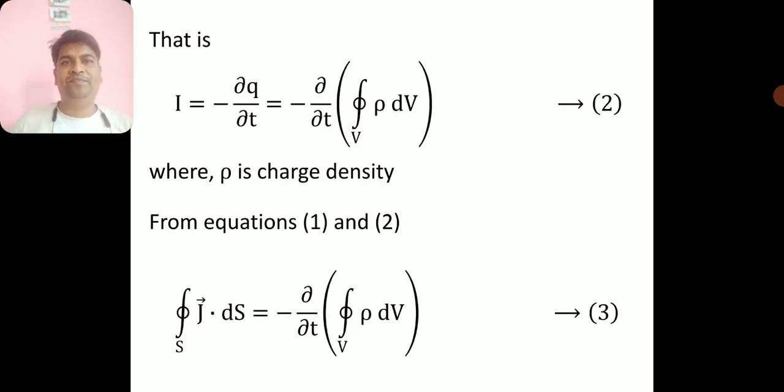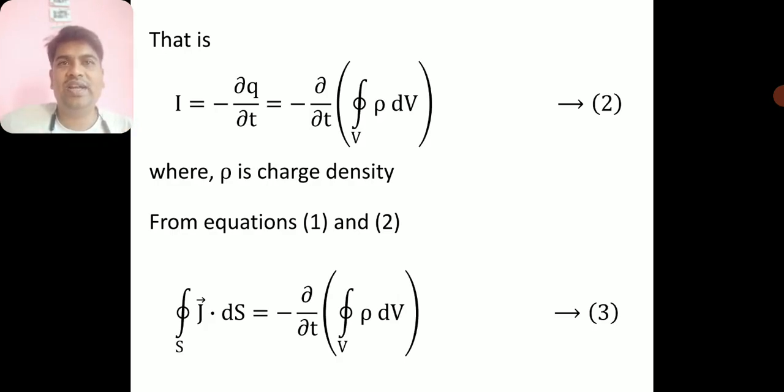Now we know the current, I can write an equation for current as I is equal to minus dq by dt. The minus is because the current is going out and there is a decrease of charge. The rate of decrease of charge is equal to the current which is going out. So that is equal to minus dou by dou t of charge.